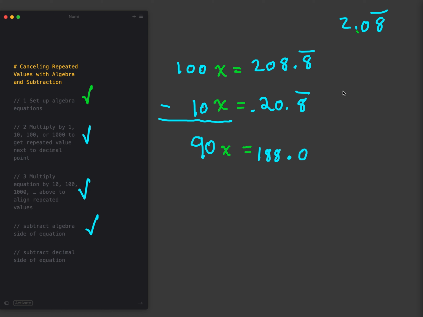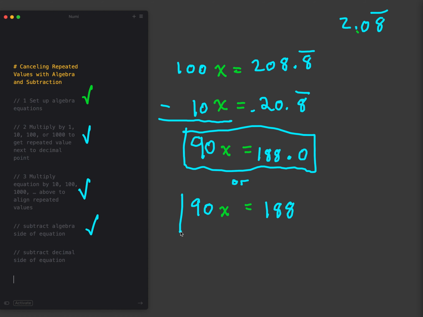So now that we have done that, we are finished with this problem. The only optional last step that you can do from here, if you want to be a little bit fancy, you can simplify 188.0, and you can actually just write 188. That's the same value because we know if it's 0.0, it's written like this. So both of these options are good, this top one or this bottom one.